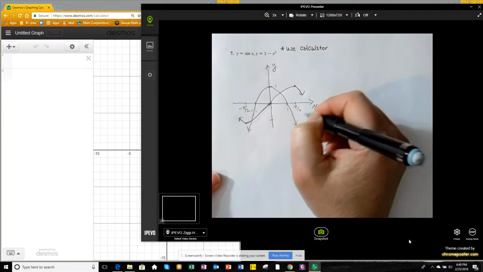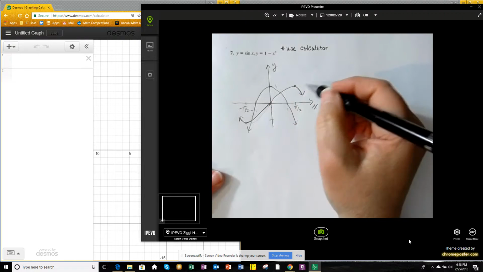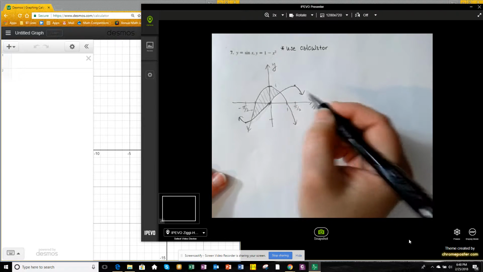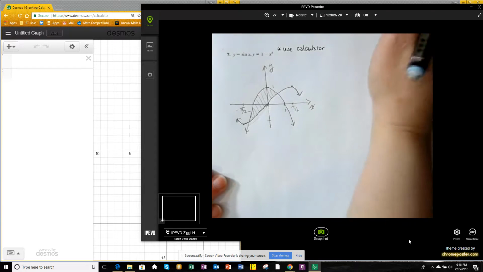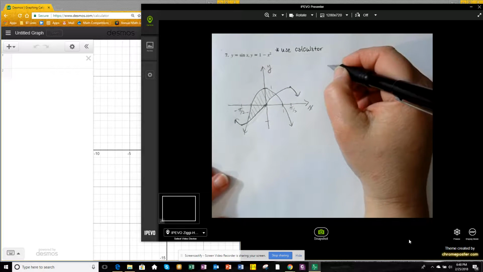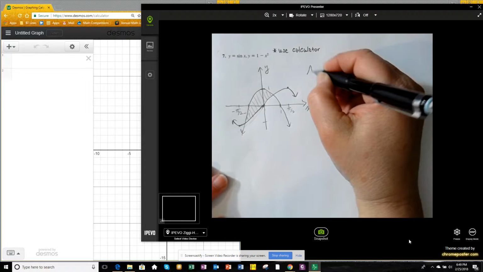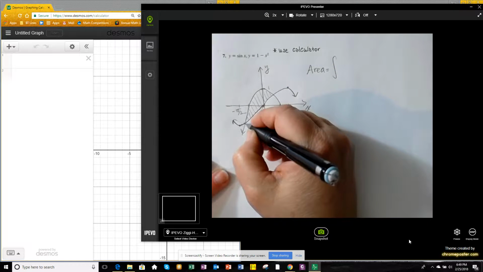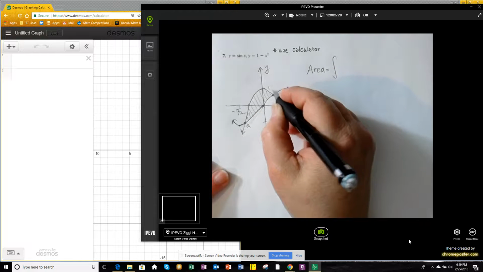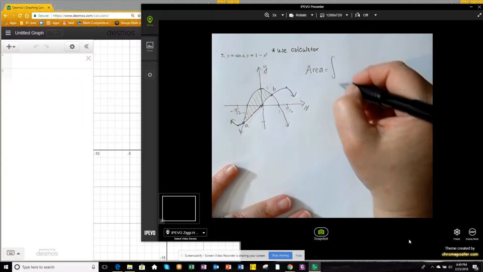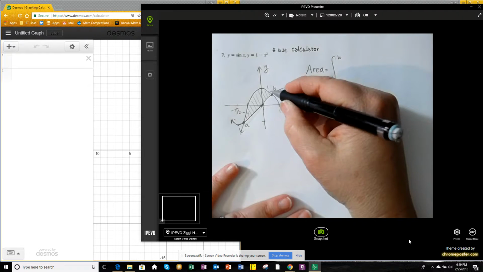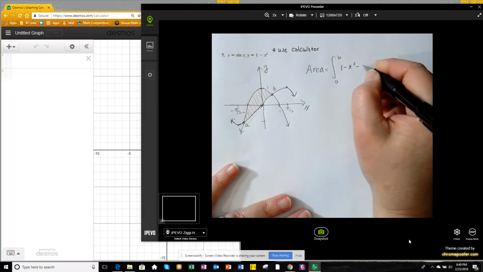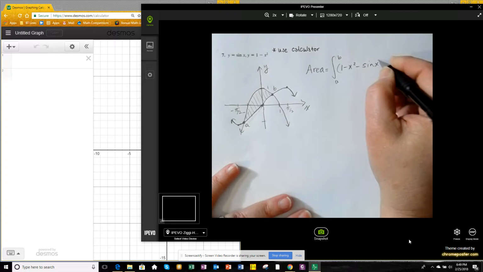Anyway, we're trying to find the area between these two curves, which turns out to be this area right here, which is easy enough to set up from an integrand standpoint. We would say that the area is equal to the integral, and I'm going to call this point A and this point B, from A to B of the upper minus the lower. The upper one is 1 minus x squared minus the lower, which is sine x, dx.